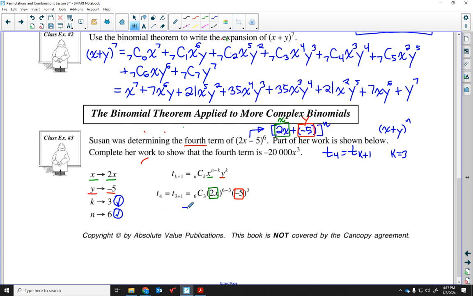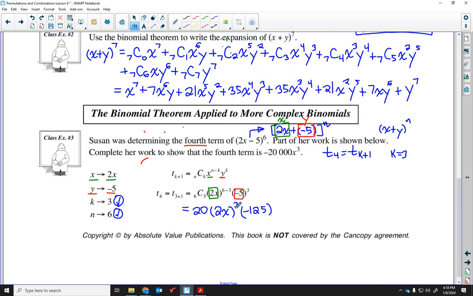So if we expand this, this would then be equal to 6 choose 3, which is 20. And then in brackets, I would have 2x, and let's subtract those exponents, to the power of 3. We'll deal with that in a moment. And then negative 5 all to the power of 3. Well, negative 5 times negative 5 times negative 5. If you cube a negative number, it's still negative. So that would be negative 125.